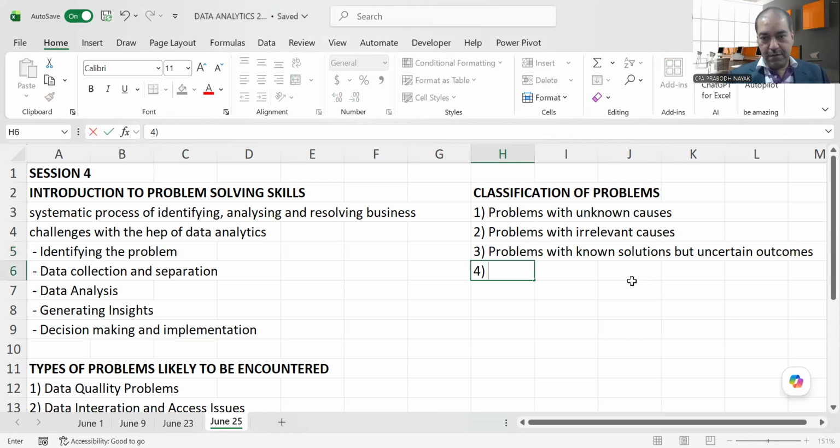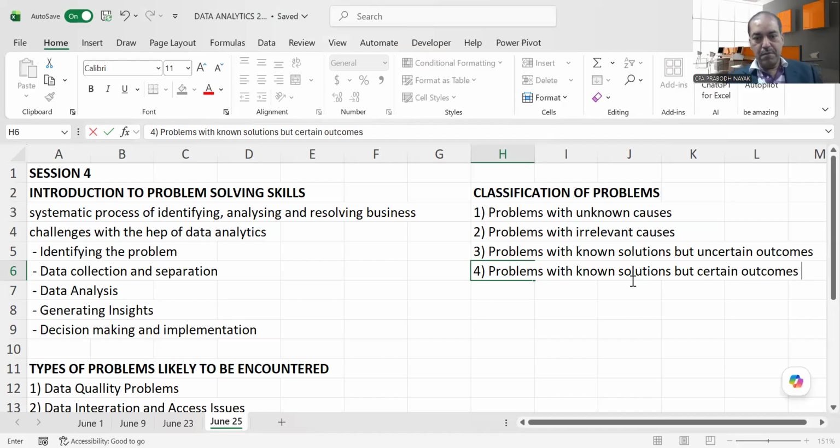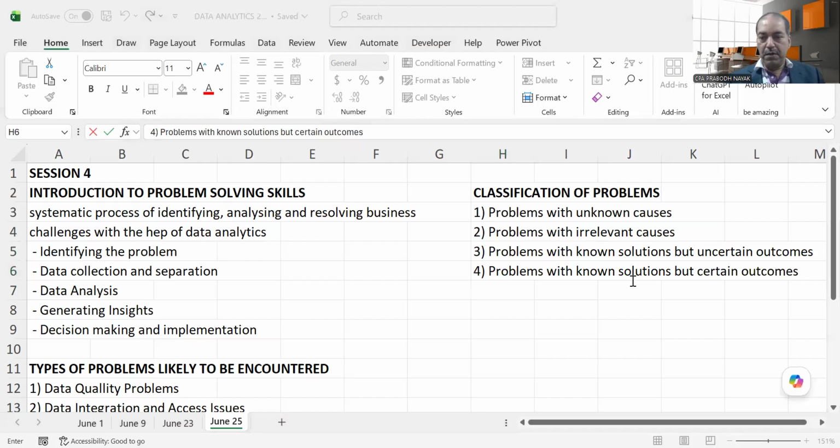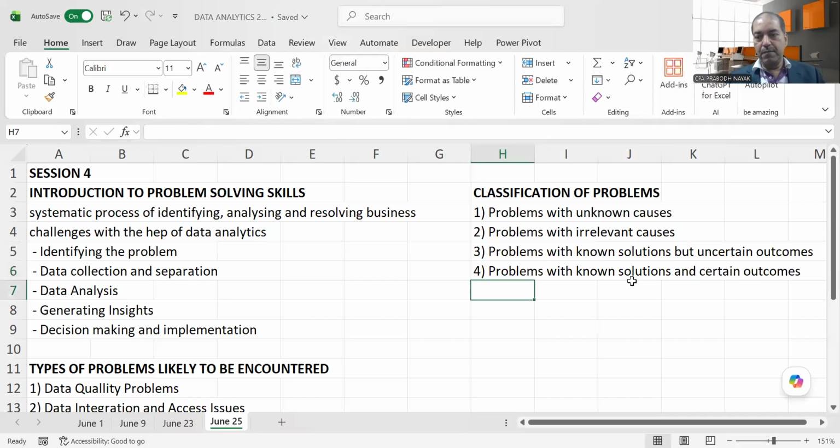Fourth, problems with known solutions but certain outcomes. So here it is not "but", it will be "and" certain outcomes. Four classifications.